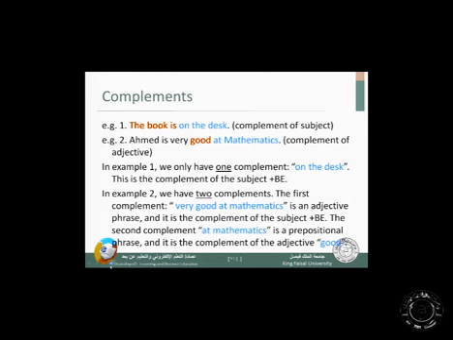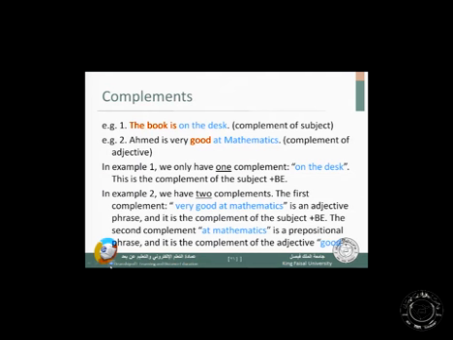If you go back to adjective phrases, you will see I gave you this exact example. You have good, the head, the adjective, and you have very, a pre-modifier, and you have at mathematics, a complement. And it is the complement of the subject plus be. So very good at mathematics is the complement of Ahmed and the verb to be, is.